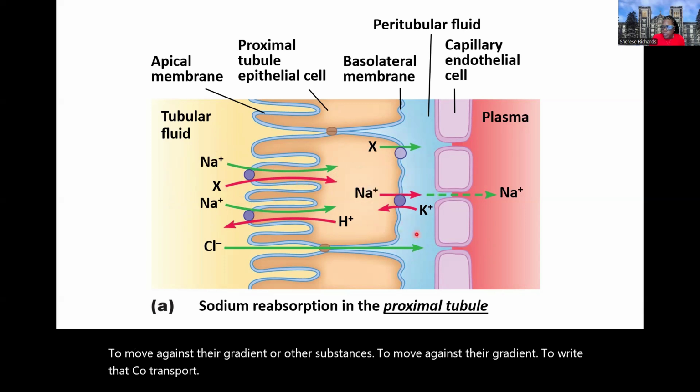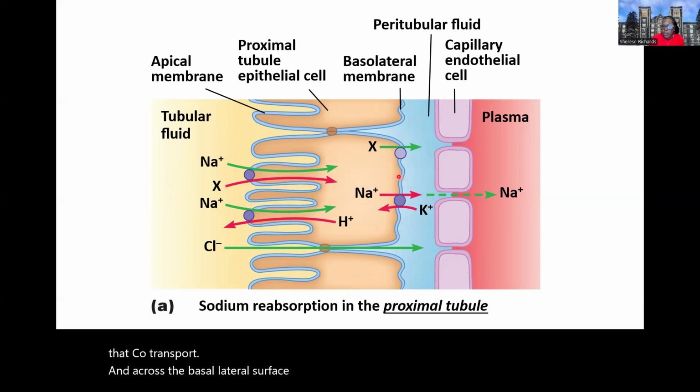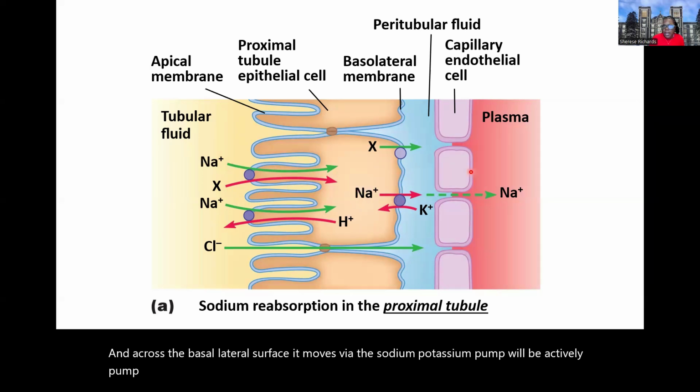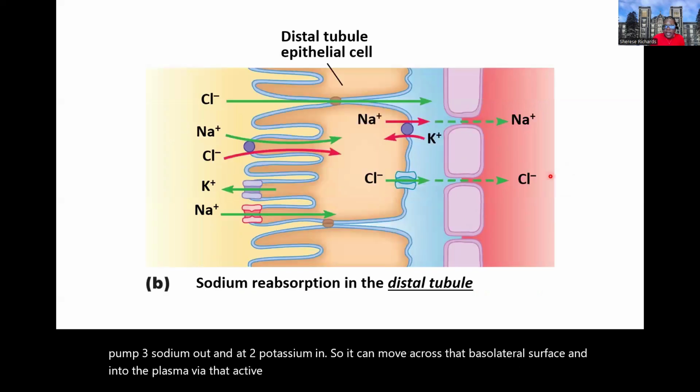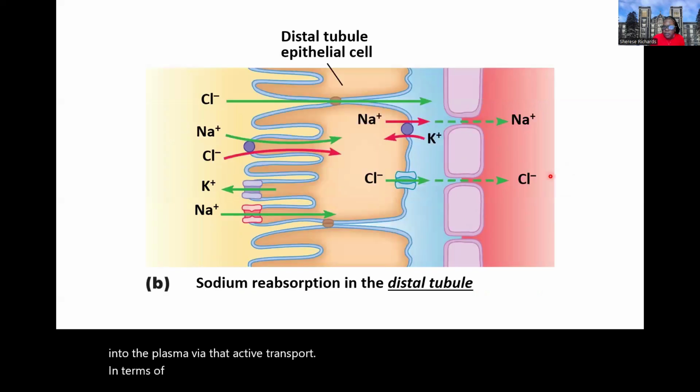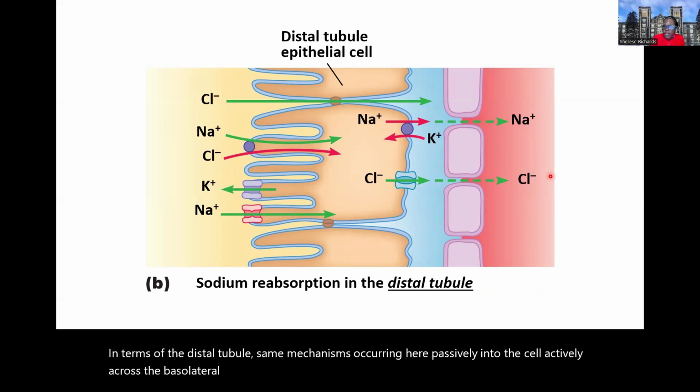And across the basolateral surface, it moves via the sodium-potassium pump, where we actively pump three sodium out and two potassium in. So it can move across that basolateral surface and into the plasma via that active transport. In terms of the distal tubule, the same mechanisms are occurring here: passively into the cell, actively across the basolateral surface via the sodium-potassium pump, and then freely into the plasma.